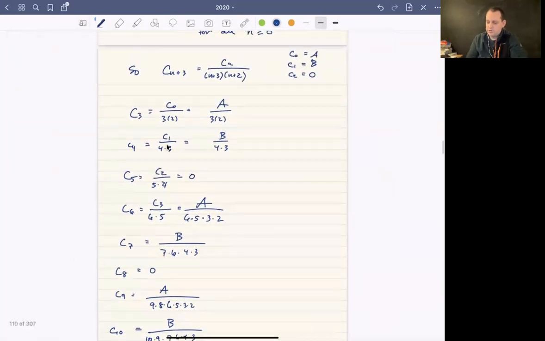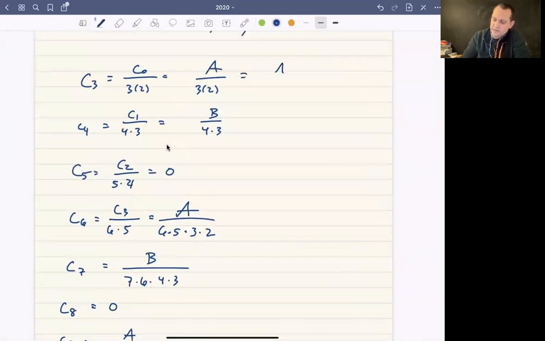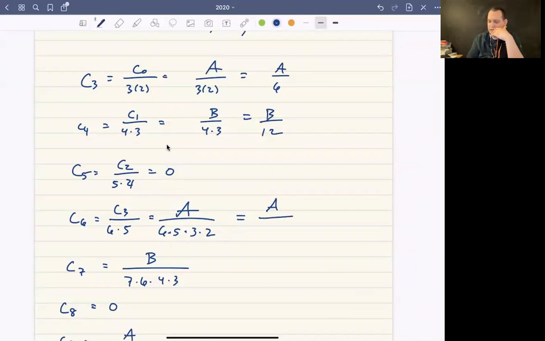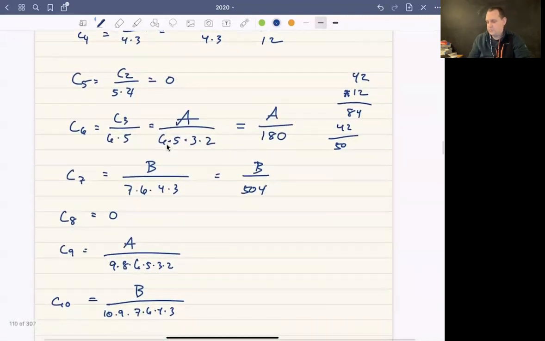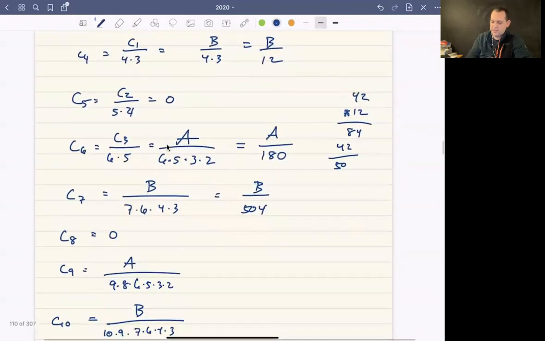But rather than coming up with a closed formula, let's just simplify this. This is going to be A over 6, B over 12, A over 6 times 30 is 180. And let's see, 7 times 6 times 4 times 3 is 42 times 12. Let's just stop there. 42 times 12 is 504. So this is B over 504. So C9 and C10, you can figure out what the denominators are if you like, but that's fine.